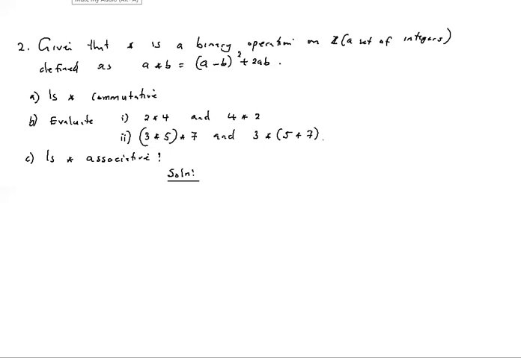So we have A, is star commutative. Now we know that for star to be commutative, we require that A star B be the same as B star A. So let's define B star A. Because A star B is already given in the question, so we have A star B is A minus B squared plus 2AB. Now shall we define B star A? So what will be B star A? Give me the definition.